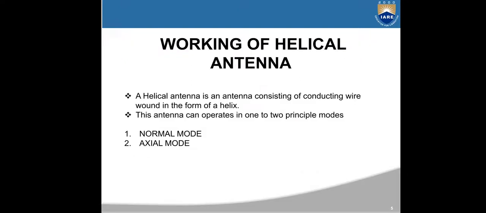Working of helical antenna. A helical antenna consists of conducting wire wound in the form of a helix. This antenna can operate in one of two principal modes. The first mode is normal mode, and the second mode is axial mode.